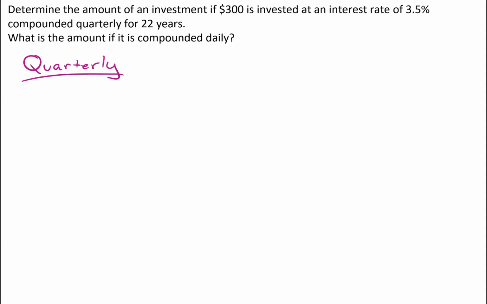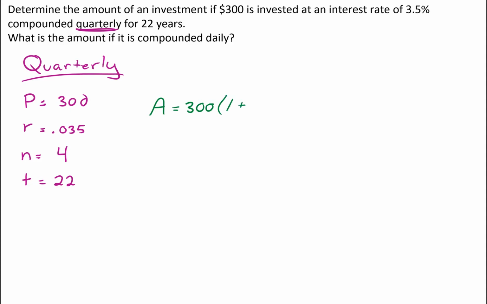Quarterly, I've got that my principal amount is $300. My rate, 3.5%, so that's 0.035. It is compounded quarterly. That is, we are splitting our year up into 4, so n is equal to 4. And then t is equal to 22, putting in there a long time. All right, lay out our formula. A is equal to 300 times 1 plus r divided by n, so 4, to the n times t power.